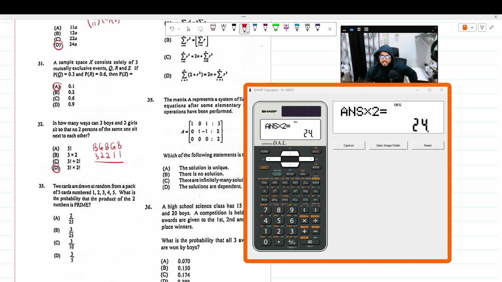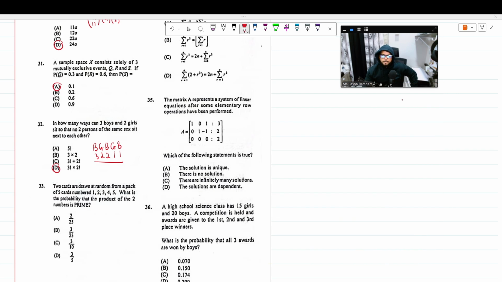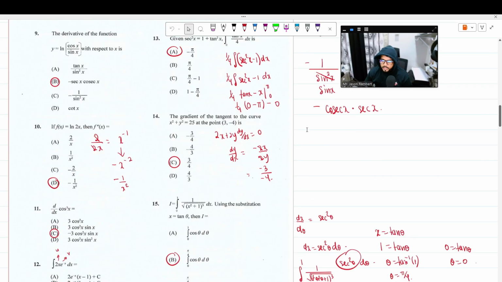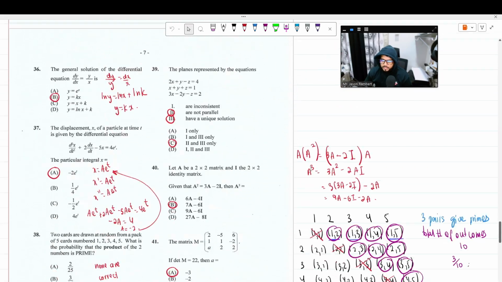Again, number 33 is a big mistake question, but I see they fixed it. 3/10 is the answer for this one here, right? And let me provide the explanation over again. Was it 2021 that I did it over?